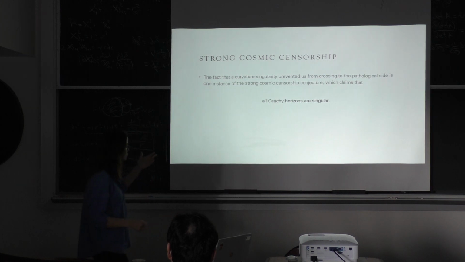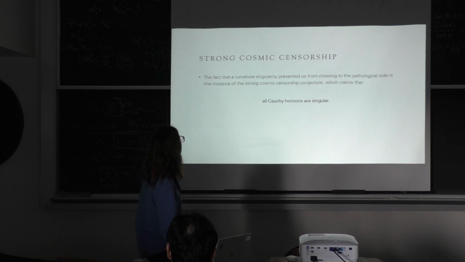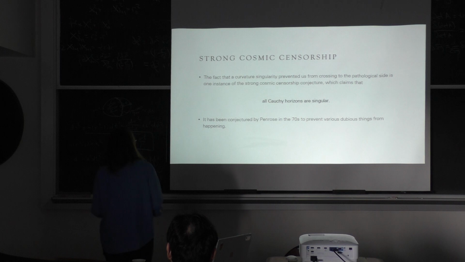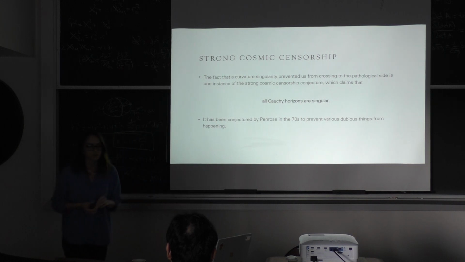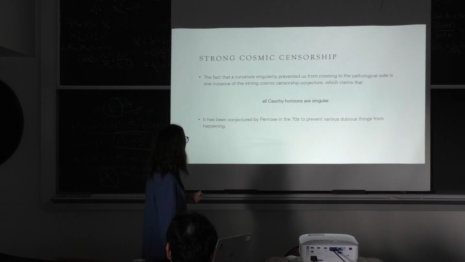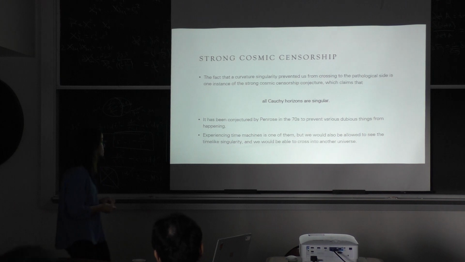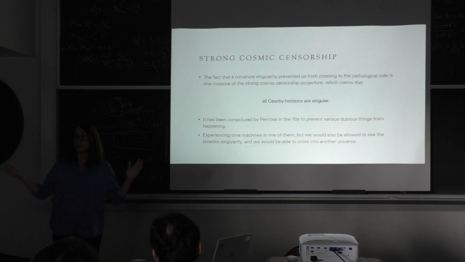And we see that by putting in quantum effects, these Cauchy horizons become not only weird but actually impossible, because this curvature singularity forms. This strong cosmic censorship conjecture was proposed by Penrose in the 70s to prevent all sorts of weird things from happening if one actually managed to cross it. Experiencing time machines would be one of them, because remember there are CTCs behind. But also we would be allowed to see the time-like singularity in the case of Kerr.